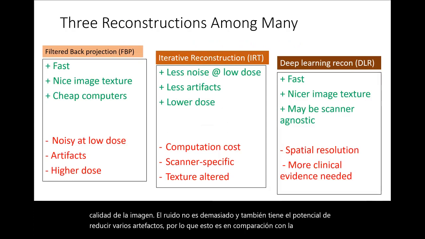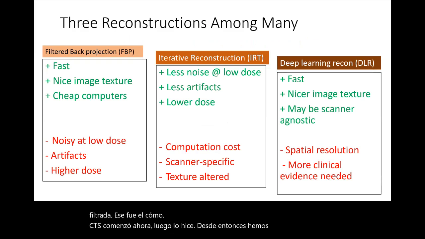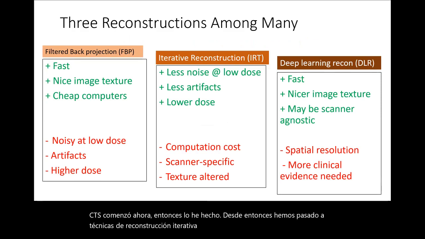As you know, there are three basic types of image reconstruction techniques. The one which you are familiar with is filtered back projection. That was how CT started. Since then, we have moved on to iterative reconstruction techniques, which showed significant improvement in terms of better image quality with reduced noise and fewer artifacts. These could be achieved with lower radiation dose.